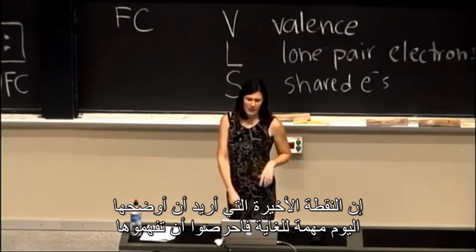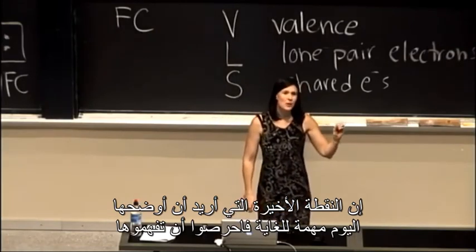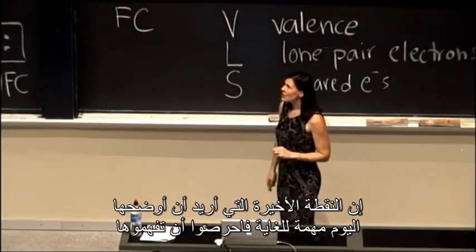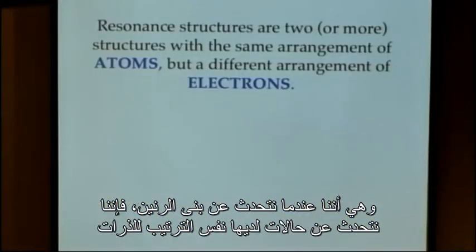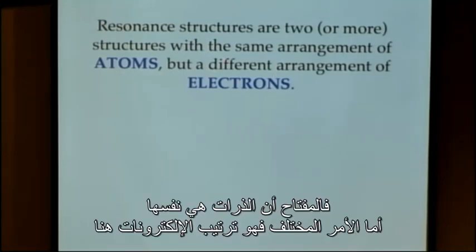And the final point I want to make today, and this is very, very important, so make sure that you do understand this. When we talk about resonance structures, we're talking about cases that have the same arrangement of atoms. The key is the atoms are the same, and the thing that is different is the arrangement of electrons here.